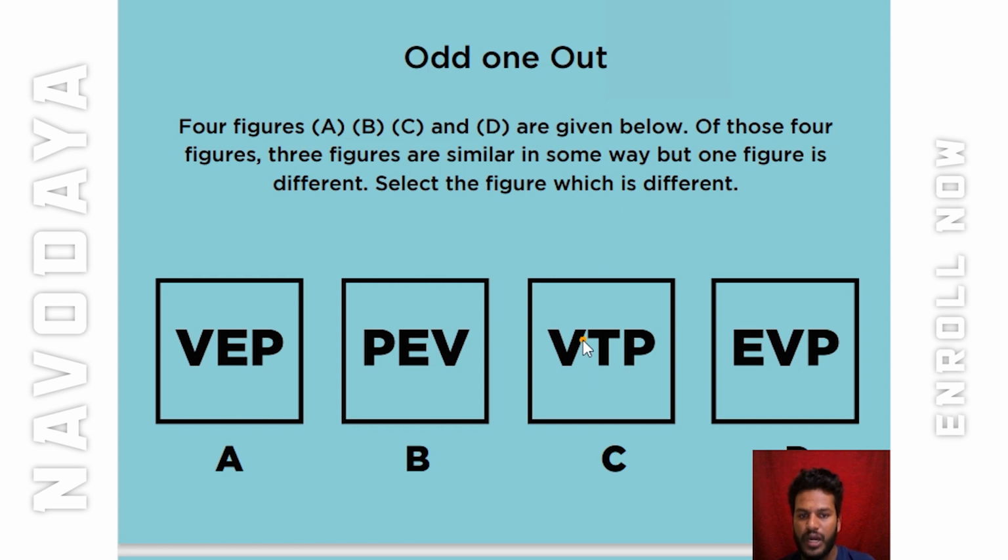When it comes to the odd one out, you need to observe the answer figures and see that three are similar in some way, but one is completely different. We need to identify which is the different one. Is that clear? This is easy. I'll give you a different technique to identify it without reading the question, by seeing the pattern in the answers. Is it clear? Now we move on to the next topic.